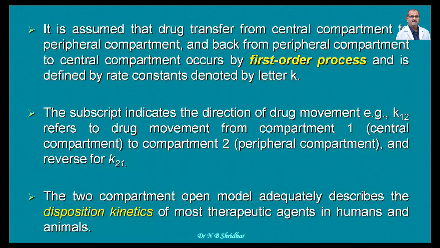In the earlier formula you have seen K12, K21 like that. So it's a code, a symbol, in which the drug movement is from compartment 1 to 2, or central compartment to the peripheral compartment, and the reverse, peripheral to central, is K21. K21 means peripheral compartment to central compartment.